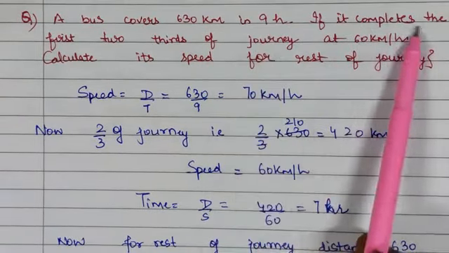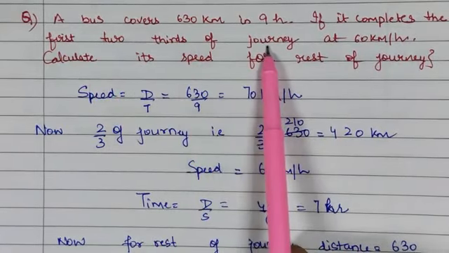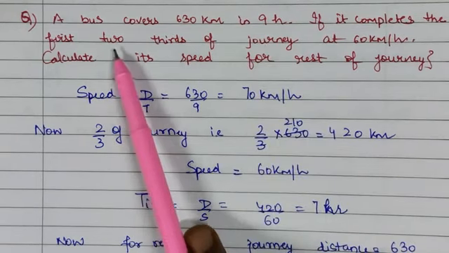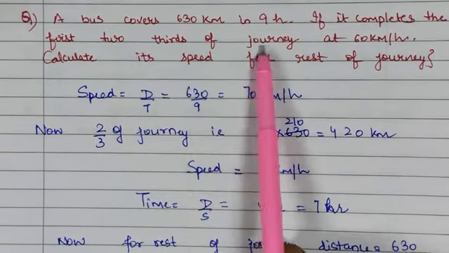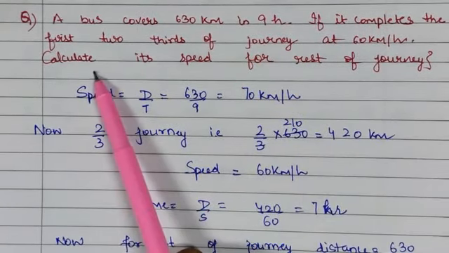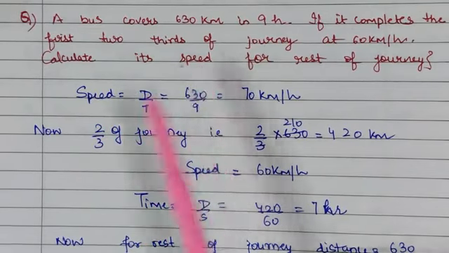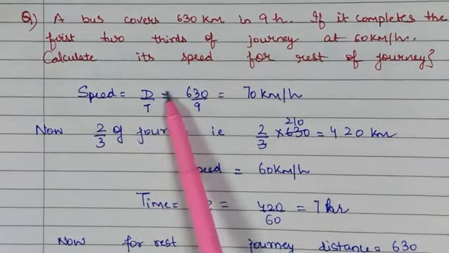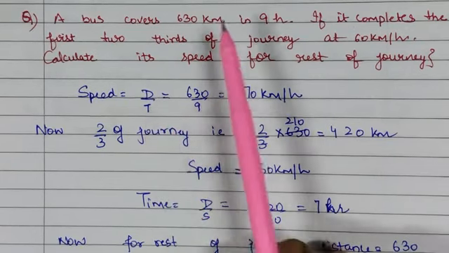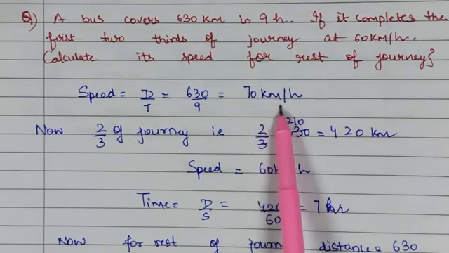Next is, a bus covers 630 kilometer in 9 hours. If it completes the first 2/3 of the journey, means whatever the distance it is covering, if it completes 2/3 of that distance at a speed of 60 kilometer per hour, we have to calculate the speed for the rest of the journey. Now let us start. Speed we know, that is distance upon time. So distance we have been given, time we have been given, we find out the speed.